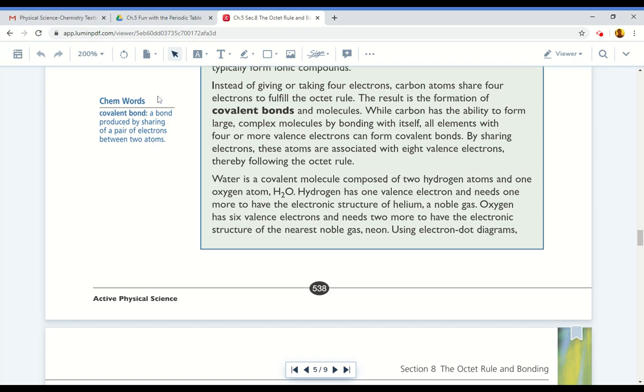Instead of giving or taking 4 electrons, carbon atoms share 4 electrons to fulfill the octet rule. The result is the formation of covalent bonds in molecules. While carbon has the ability to form large, complex molecules by bonding with itself, all elements with 4 or more valence electrons can form covalent bonds. By sharing electrons, these atoms are associated with 8 valence electrons, thereby following the octet rule.